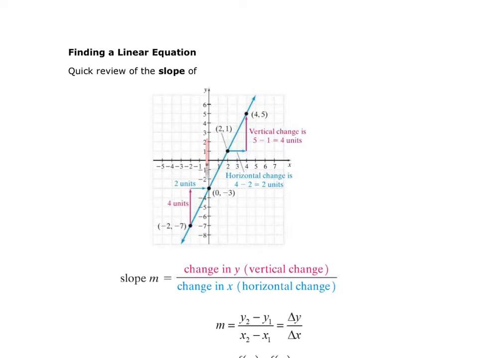Going up is always positive. So if you go left, then it's negative. And if you go down, it's negative. Double negatives make it positive. If you go left and up, then you end up with a negative slope.